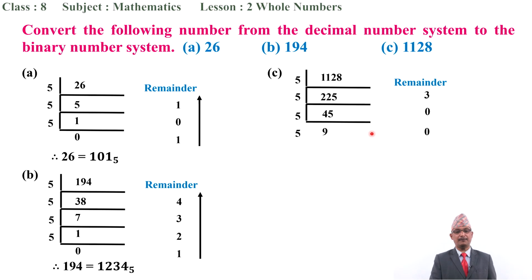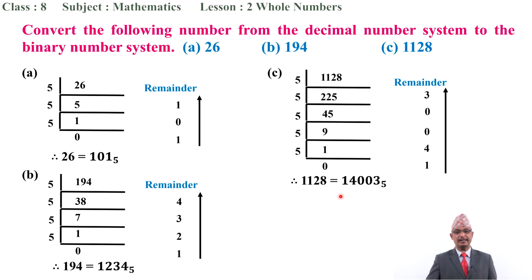Now divide this 9 by 5. Then 5 1s are 5. 9 minus 5 becomes 4. So remainder is 4. Now divide this 1 by 5. Then 5 zeros are 0. And 1 minus 0 becomes 1. So remainder is 1. And we have discussed many times, we have to keep dividing unless and until we are not getting here 0. So we have got 0, means we have to stop. And now we have to write the remainder in reverse order. So 1128 of decimal number system is equals to 14003 of quinary number system.